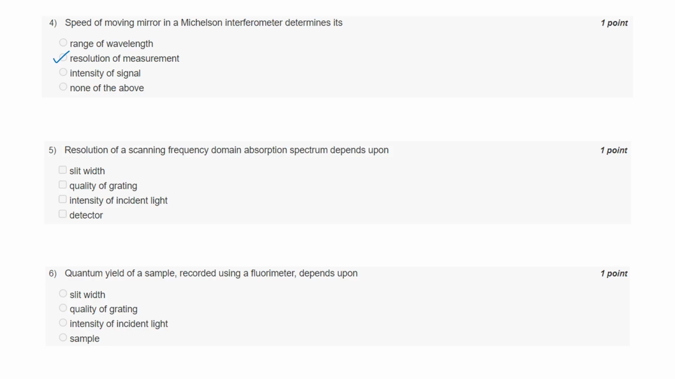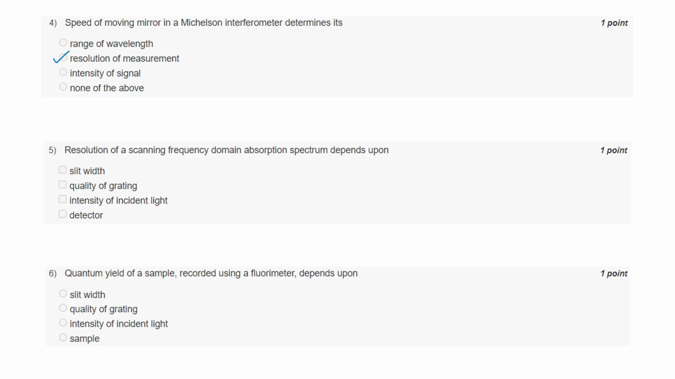But for this specific question, it may depend upon the detector also. The quality of the grating or detector also comes to the monochromator, right? The monochromator and detector are two separate units, obviously. When we discuss the grating and slit width, we are discussing the monochromator, the emission monochromator or the excitation monochromator. The detector will also play a role, to be honest.